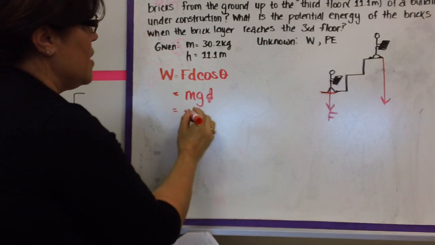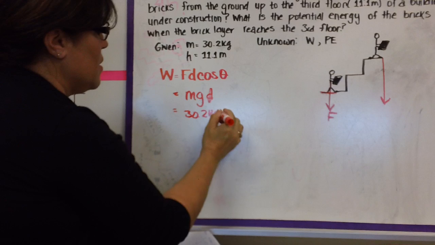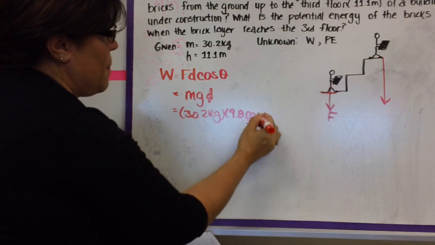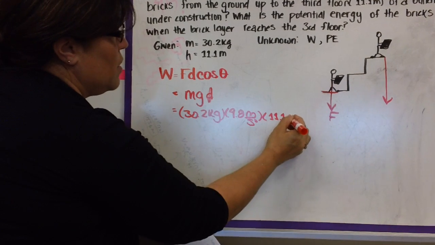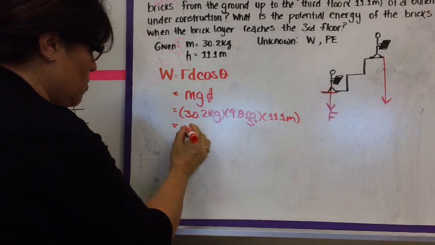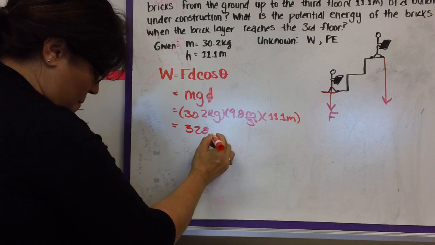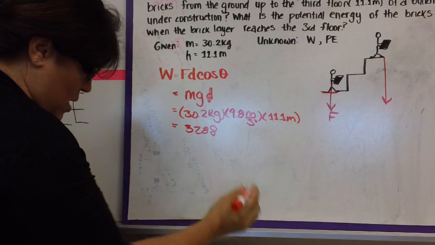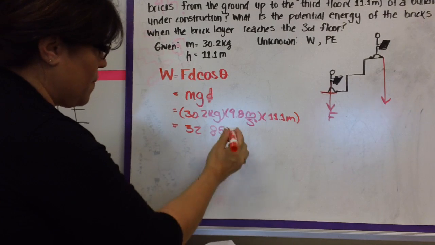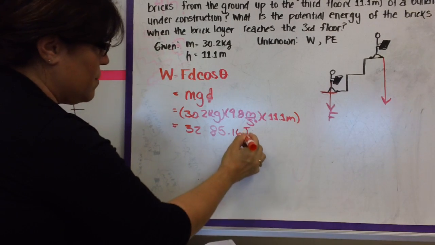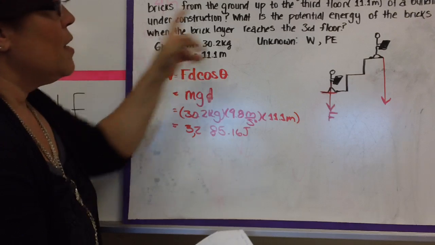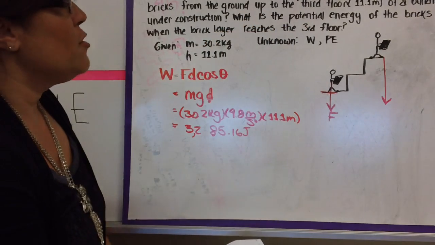So we know the mass is 30.2 kilograms. We have to multiply it by gravity, 9.8 meters per second squared. And then we're going to multiply it by the distance, 11.1 meters. So the work that it takes for him to carry this load of bricks up is 3,285.16 joules. Sorry about that, I think I had an extra 8 there. So that would be our answer, 3,285.16 joules.